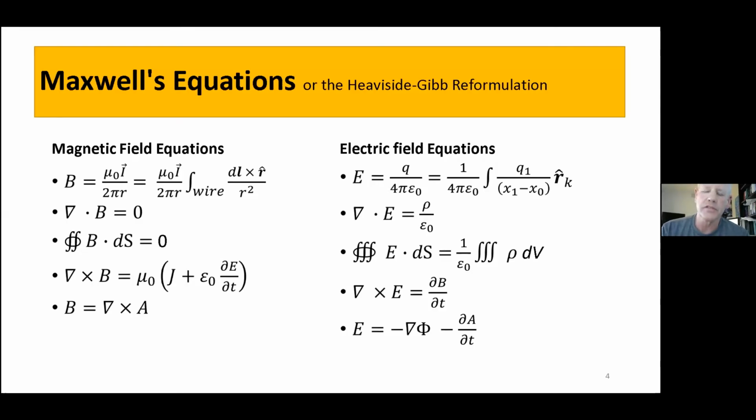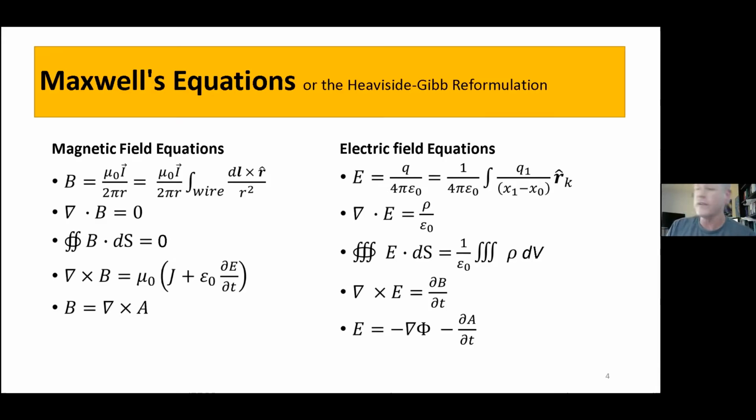What Maxwell did is he used a mathematical construct called a bicquaternion that derived the equations from the potentials. And I don't really expect anyone to know that or how to do that kind of math. But these equations are really Heaviside and Gibbs' reformulation.